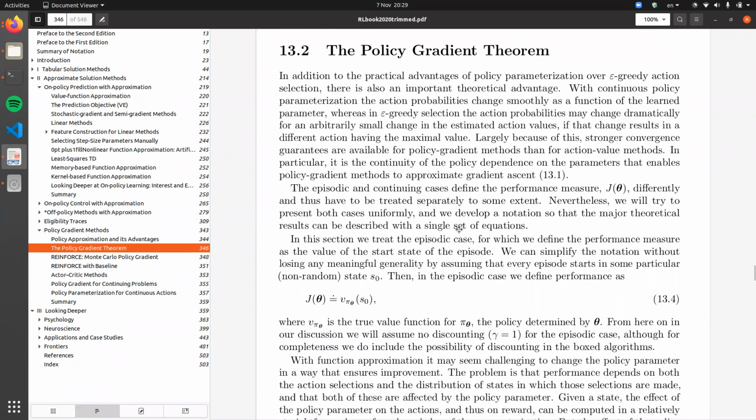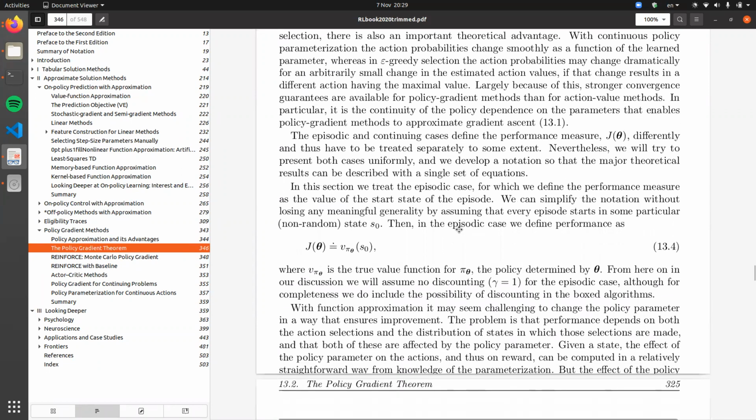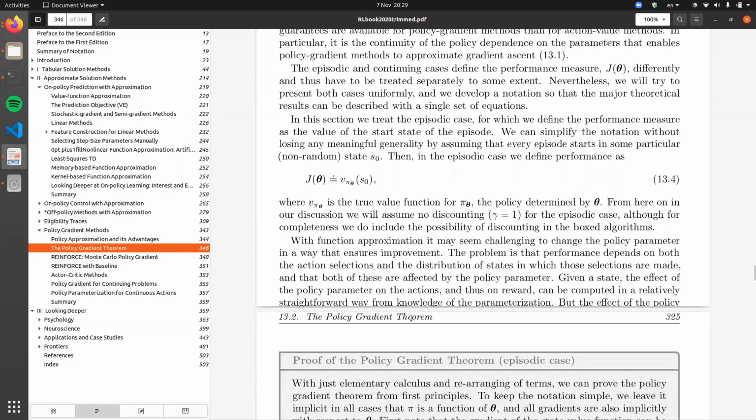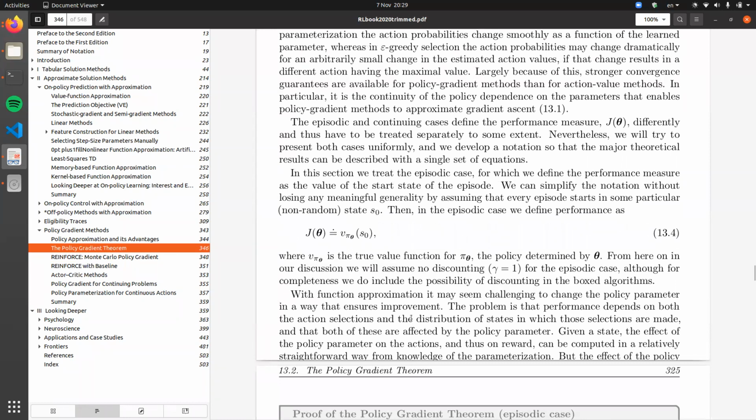Now let's discuss why the policy gradient works. We have this policy gradient theorem, which is slightly different for episodic and continuing cases. We will discuss both cases here, but let's start with the episodic one. It's a bit simpler here. So first we need some objective that depends on the parameters and defines how good our policy is. A natural choice of this objective would be the value of a starting state.